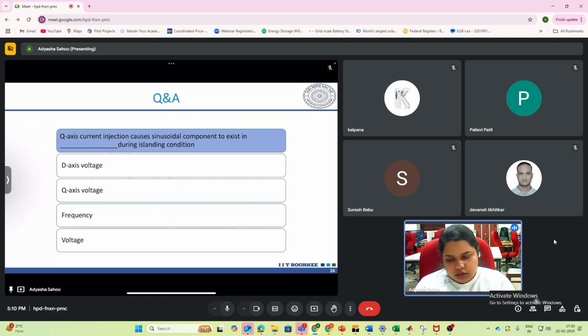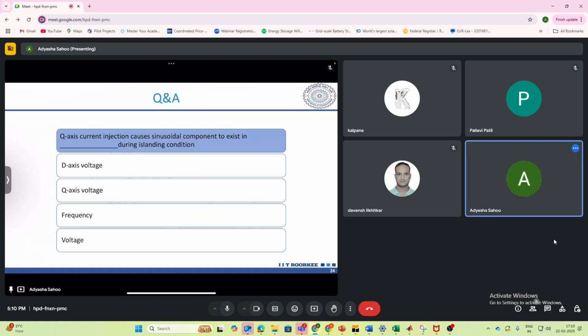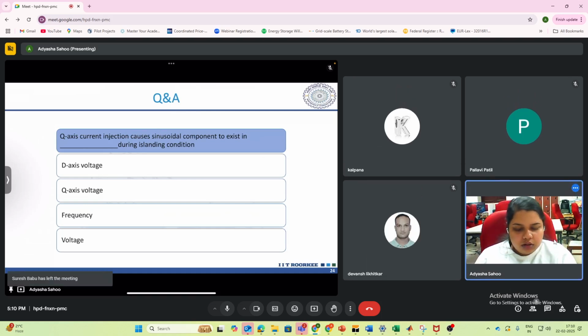The next is: Q-axis current injection causes a sinusoidal component to exist in DAS during an islanding condition, whether it is voltage or frequency.